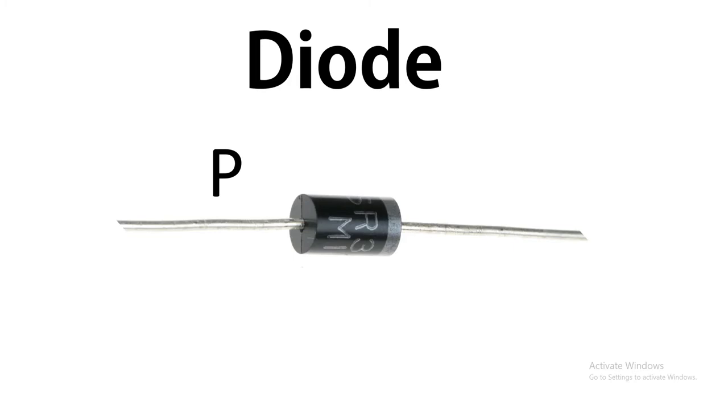This side is called positive, P, and this side is called N, meaning negative. This P and N are joined at the center, and therefore this middle is called the PN junction.